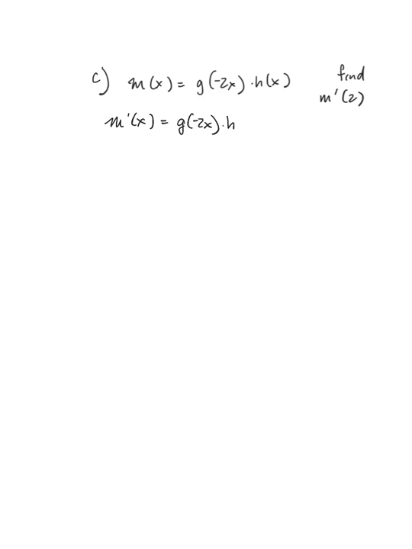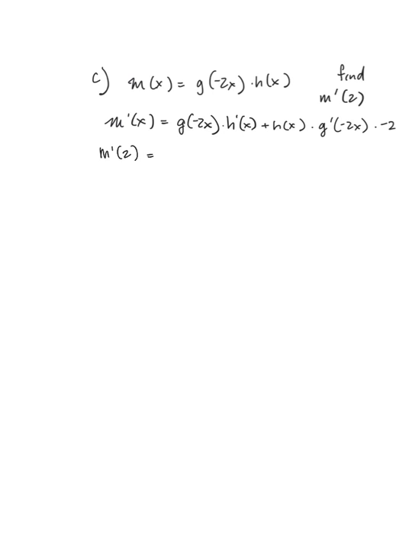Alrighty. Part C. Again, you're finding m prime of 2 given m as a product of two functions. And again, the AP readers are looking to see if you can use the product rule appropriately. So m prime of x is the first times the derivative of the second, which is pretty easy, just h prime of x, plus the second, h of x, times the derivative of the first, which again is the derivative of the outside piece, and then chain rule, the derivative of the inside piece, which is another factor of -2.